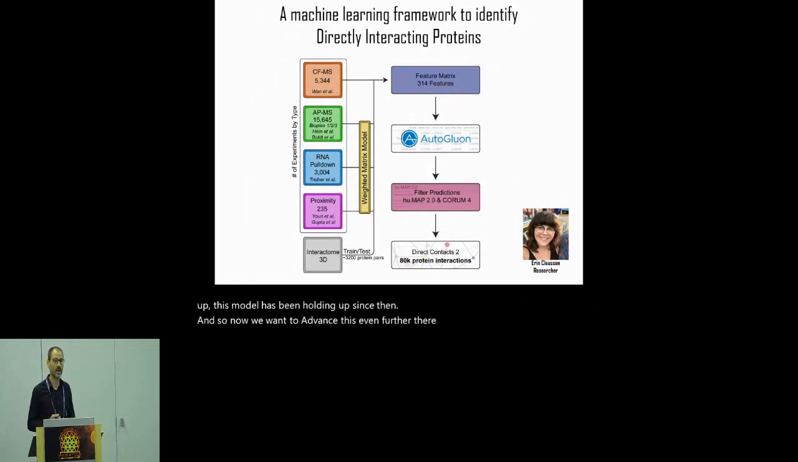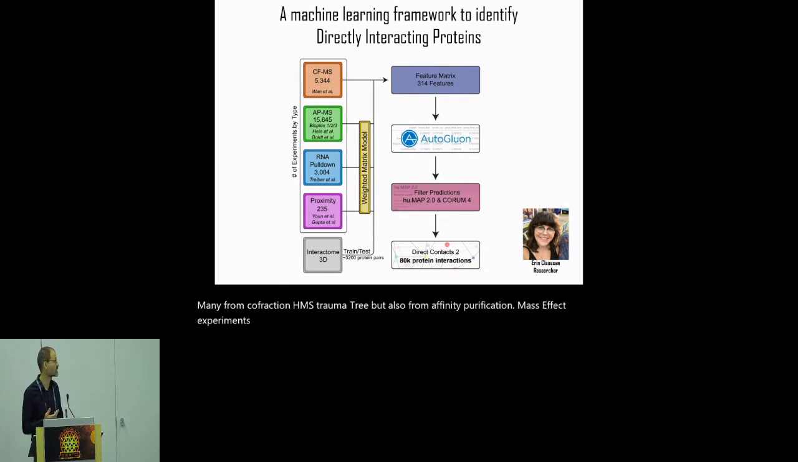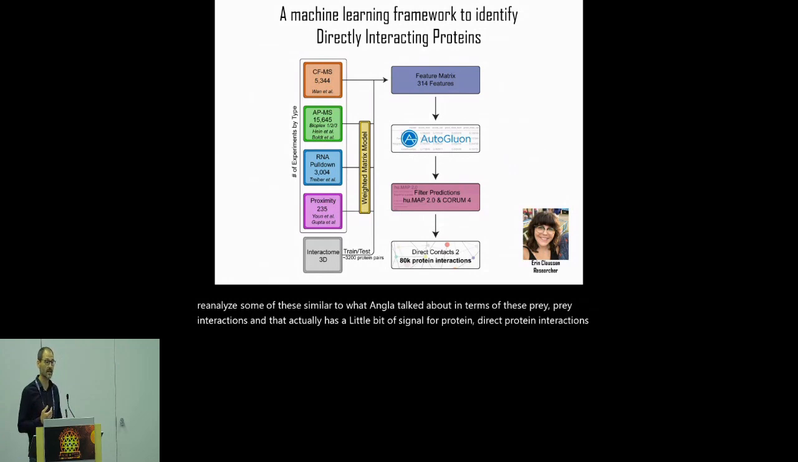There are over 25,000 mass spec experiments now, many from cofractionation mass spectrometry, but also from affinity purification mass spec experiments. So the BioPlex group has thousands and thousands of pull-down experiments in which they have some structural information. And then there are other data sets such as RNA pull-down experiments, as well as proximity labeling, that you wouldn't necessarily think has information about direct interactions. But we can reanalyze some of these, similar to what Anne-Claude talked about in terms of these prey-prey interactions. And that actually has a little bit of signal for direct protein interactions. So we can build a feature matrix based on this.